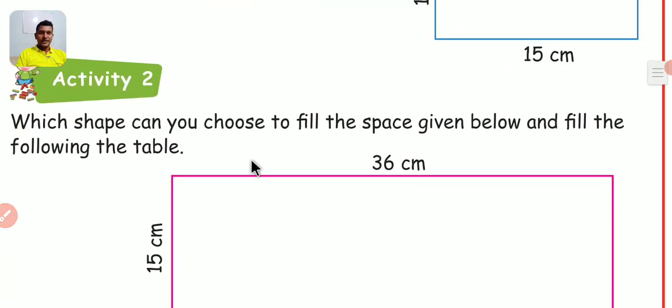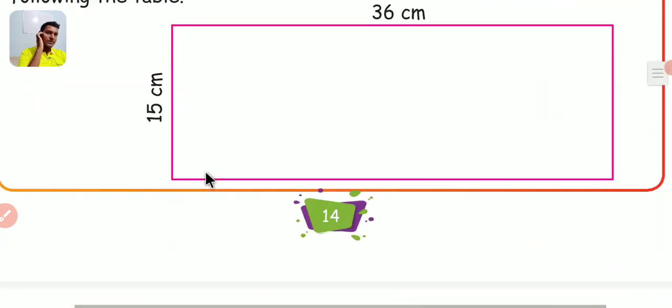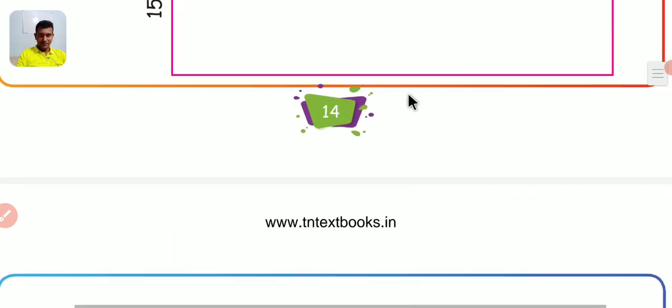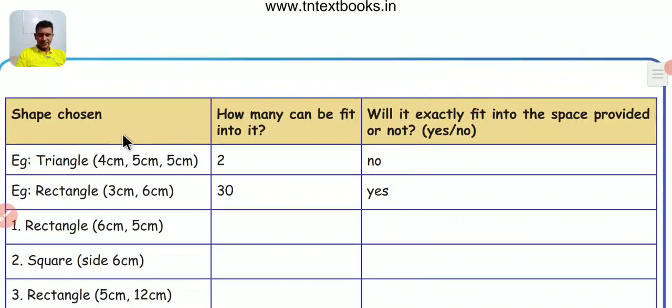Okay, which shape can you choose to fill the space given below and fill the following table? Here they are giving one big size rectangle. This length is 15 centimeter. Sorry, this breadth is 15 centimeter. The length is 36 centimeter. Shape chosen, how many can be fit into it? Will it exactly fit into the space provided or not? Yes or no? Okay, example triangle.